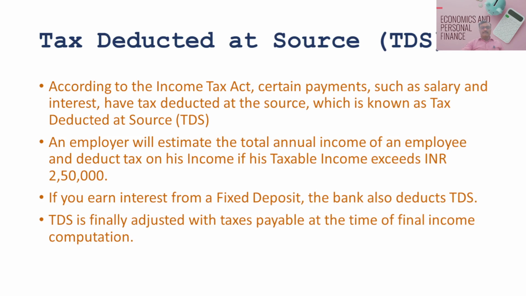So TDS is basically the tax deducted at source. If your income exceeds a certain limit, the person who is giving you the money will deduct the tax first and then will give you the money. Ultimately, this tax is adjusted with your final tax amount. So if your final tax is 1 lakh and you have paid 20,000 as TDS, okay, so you have to pay only 80,000 at the end.